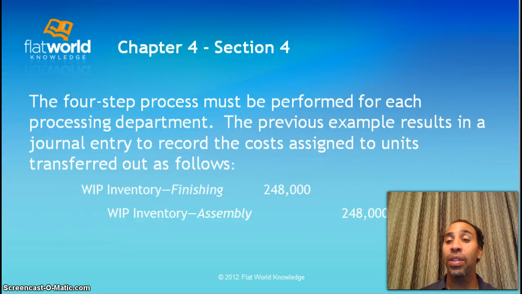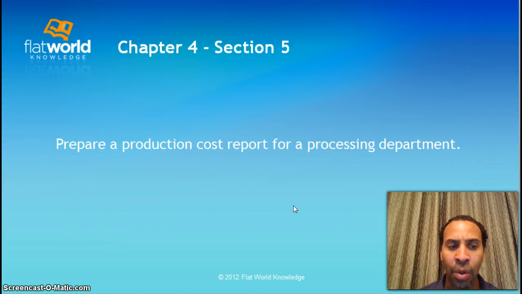The previous example in the journal entry to record the cost assigned to units transferred out is as follows. So you have $248,000 transferred out of assembly to finishing. Remember we talked about it going from one department to another. So you want to prepare a production cost report for a processing department, and this is what it looks like.